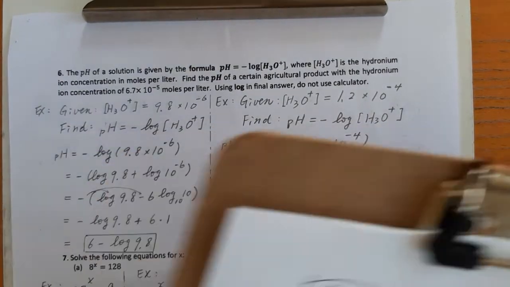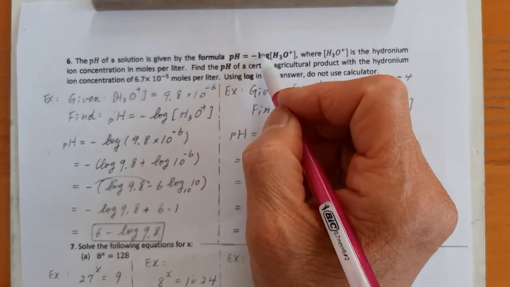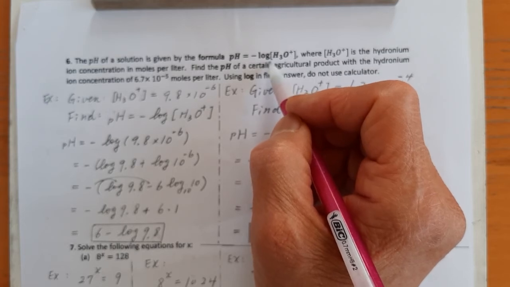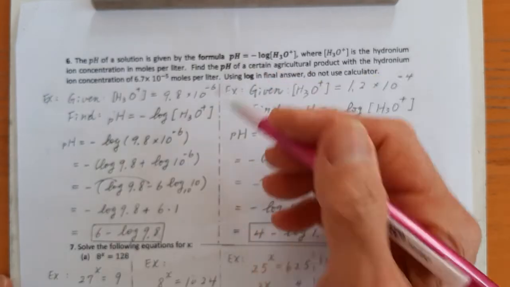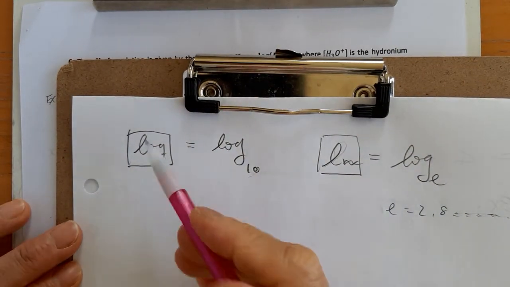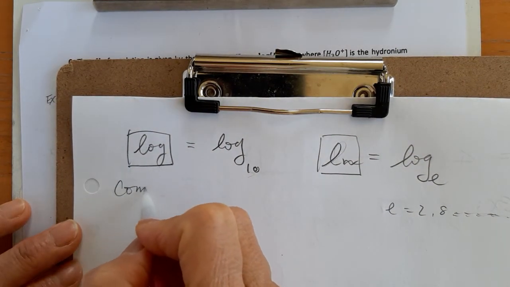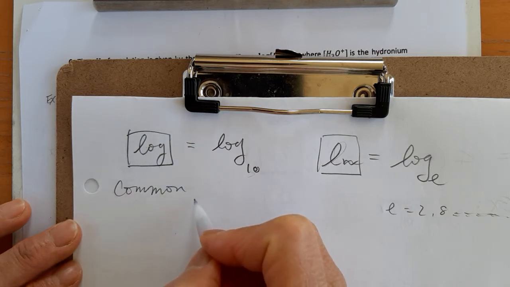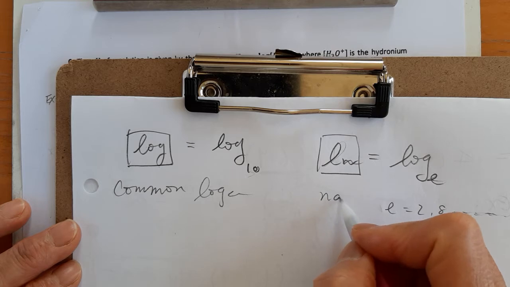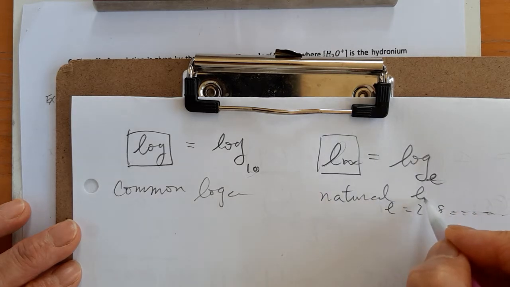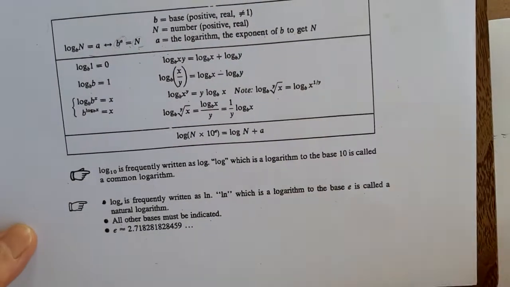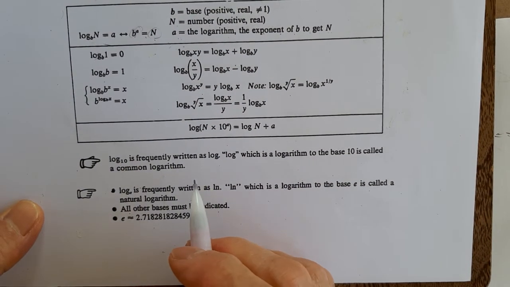So these are two kinds of notation. In this question, pH equals negative log, and it does not put down the base, which means the base is 10. This we call common logarithm. And the base e, we call natural logarithm.